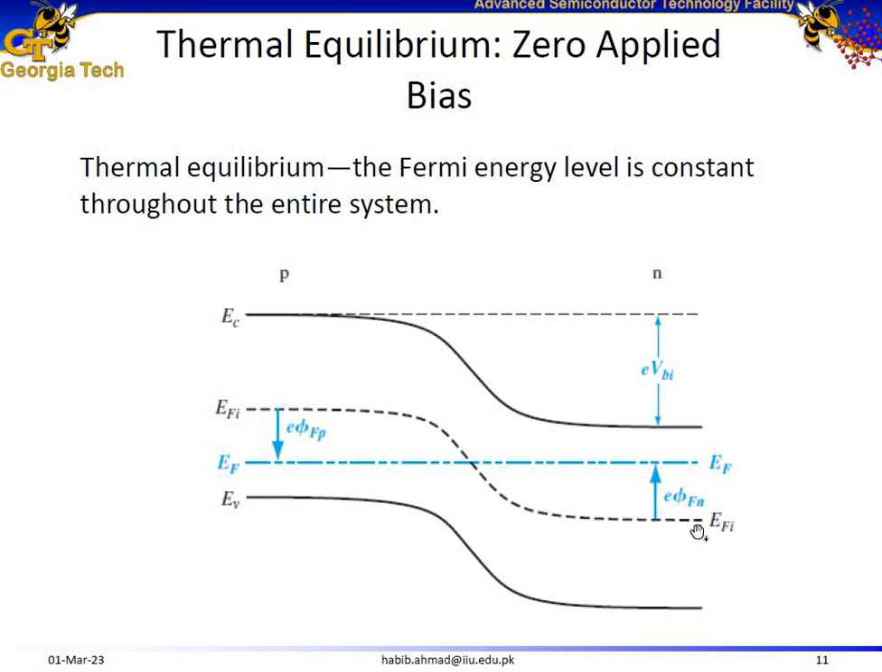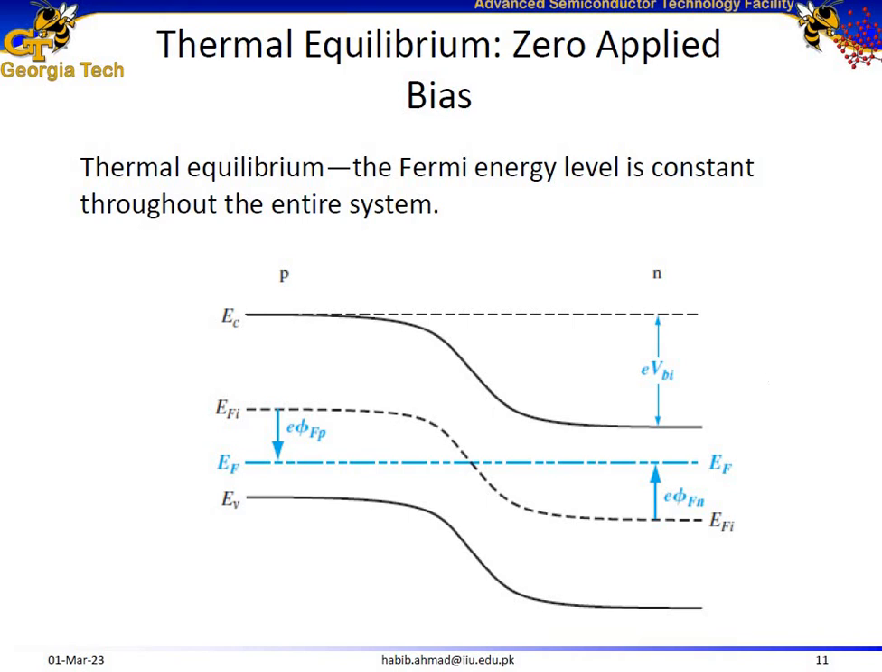Another parameter is called the Fermi potential, represented by phi Fn, the Fermi potential on the N side, and it's the difference between the intrinsic energy level and the Fermi energy level. Similarly, phi Fp is the Fermi potential on the P side of the semiconductor, the difference between the intrinsic Fermi level and the Fermi level. And the sum of these two, if you measure them and add them together, the sum of phi Fp and phi Fn is equal to VBI, the built-in potential.